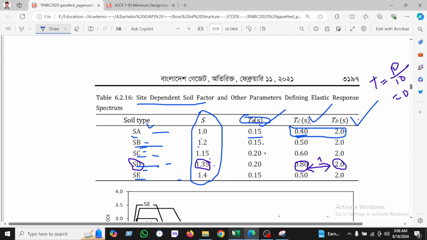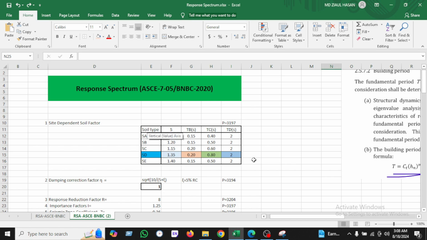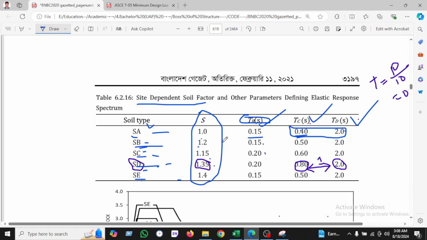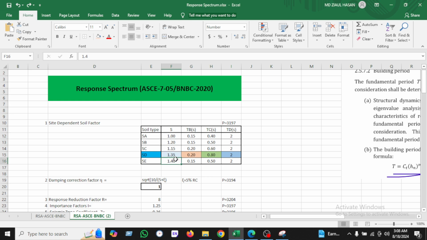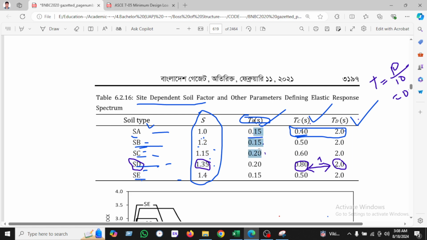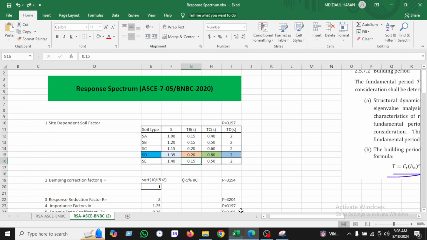So I am just taking these values in Excel here. At first S is 0.1, 0.2, 0.5, 1.4, and for SB 0.5, 0.20, and so on. In the same way, 0.40, 0.50, 0.60, 0.80, and 0.50. In this way, I am taking all these values. Okay.